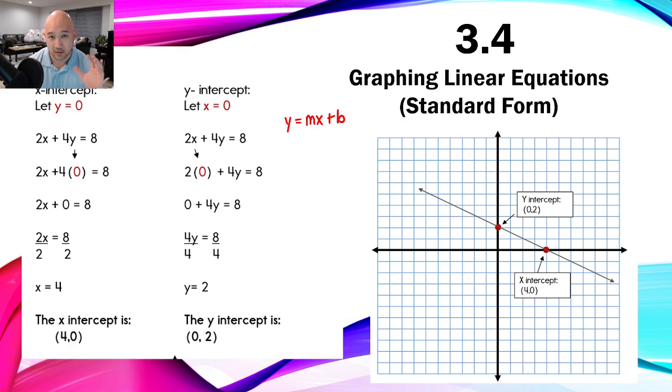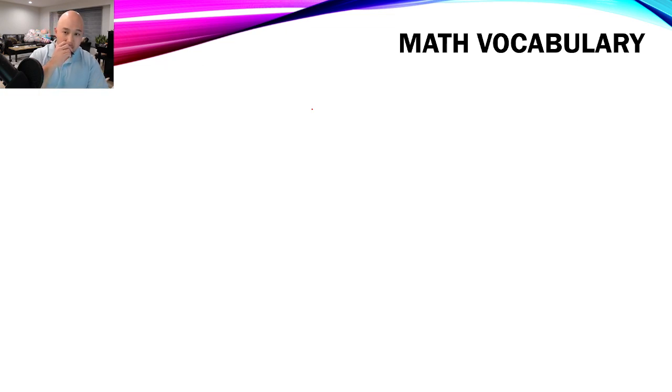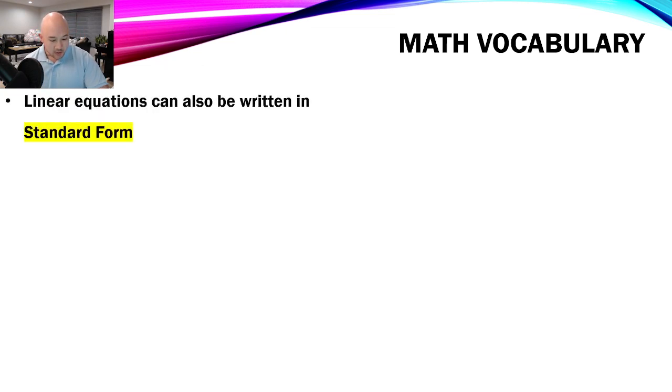So on the next slide, I'm going to show you what that looks like, what each of those letters mean in standard form, and then once we go through those, we'll go over how we could graph linear equations in standard form. So with that said, let's move on to the next slide. So linear equations can also be written in standard form. And if you're wondering what standard form is, it's this equation right here. We have ax plus by is equal to c.